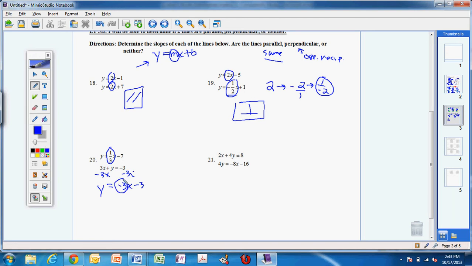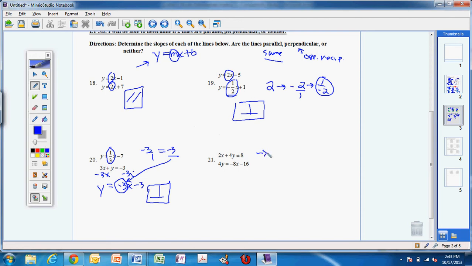Again, on this one, since they're not the same, I can immediately say that they're not parallel. And this is where, if you're getting good, you can kind of see it. If I flip 1 over 3, that's going to be 3 over 1. And then if I make that negative, that's going to make this a negative 3 over 1, or just negative 3. So this, if you notice, is the same as the one in my other equation. So this one, again, is also going to be perpendicular, because the slopes are opposite reciprocals of each other.